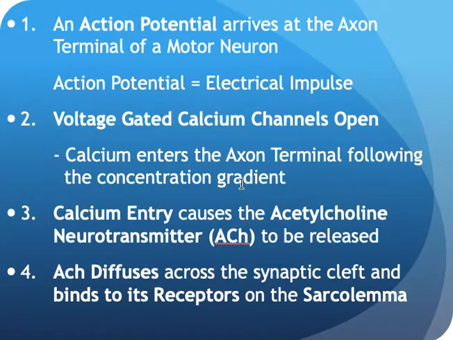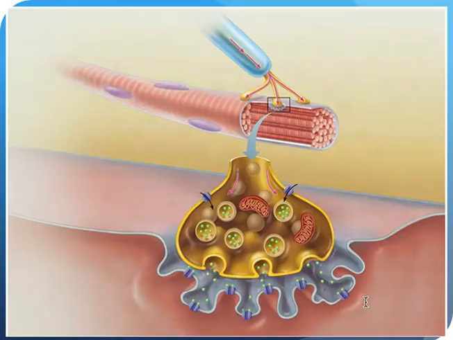But what's going to happen when we open up these calcium channels and that calcium flows in is the release of that neurotransmitter, okay? So the calcium entry causes the acetylcholine neurotransmitter to be released. It's going to diffuse across the synaptic cleft. We're going to see that in a picture here in a second. And it's going to bind to the receptors on the sarcolemma. And again, you want to think of that sarcolemma as the plasma membrane of the muscle cell, okay?